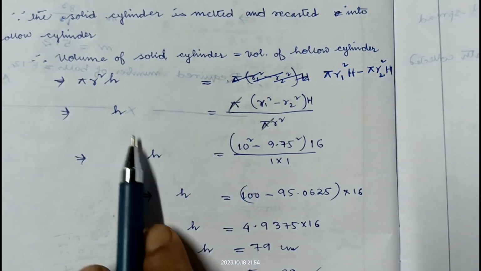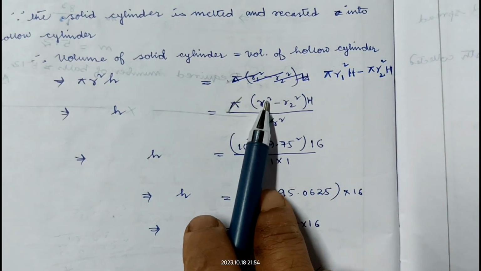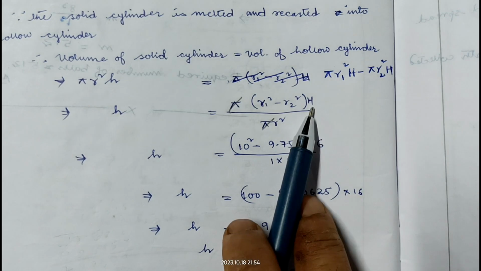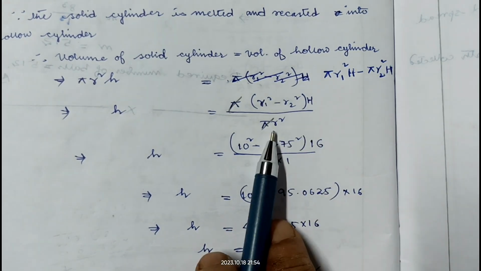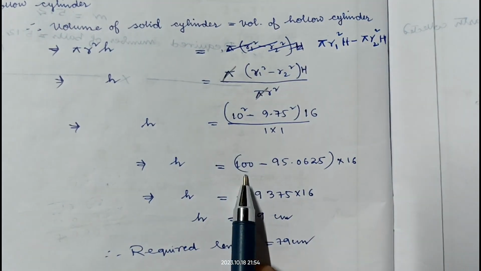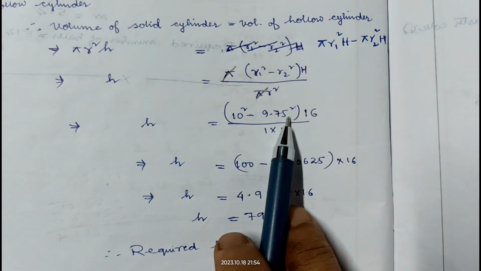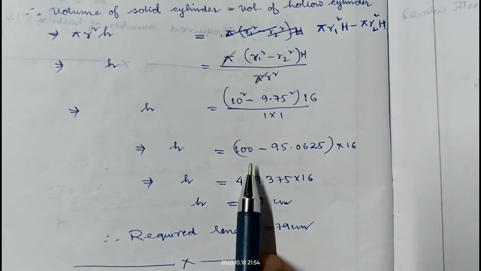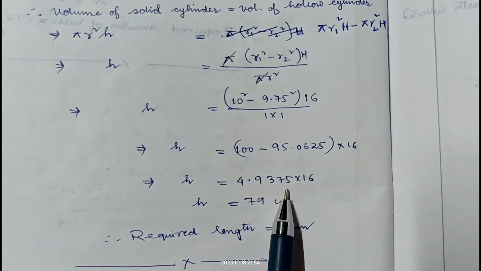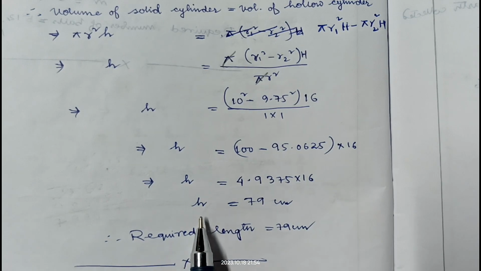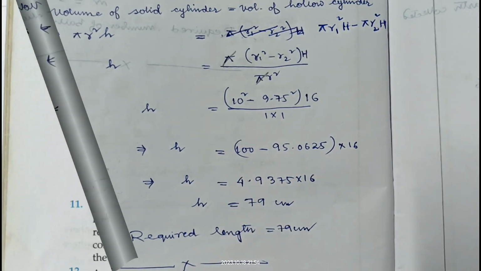Pi can be cancelled, so h equals r1 is 10 square minus r2 is 9.75 square, into 16, and the smaller is 1, so it will be 1 into 1. So h equals 10 square is 100 minus 9.75 square is 95.0625, into 16. If you subtract, it will be 4.9375 into 16. After multiplying, it will be 79. Therefore, the height of the solid cylinder is 79 cm.